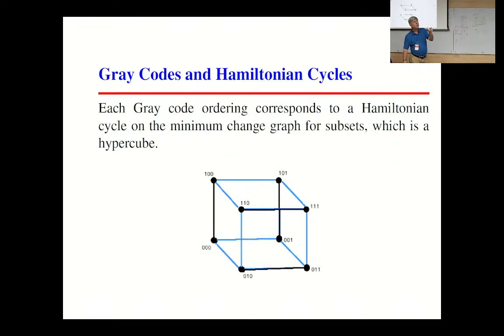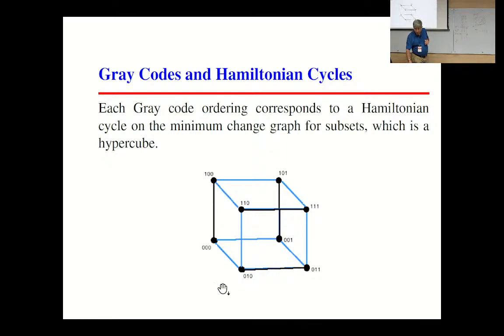How many people know about gray codes? How many people don't know about gray codes? Okay? Fair enough. There's a way to think about minimum change ordering, which I find a productive way to think about it, as a Hamiltonian cycle on a graph. Okay? What do we know about graphs? Graphs, vertices and edges, you know about graphs.